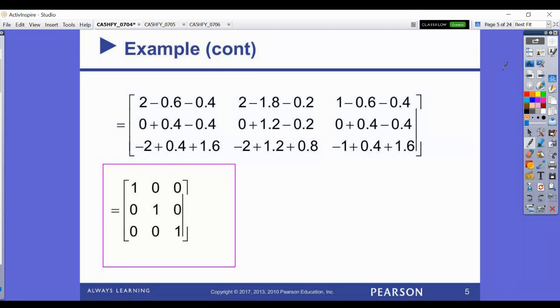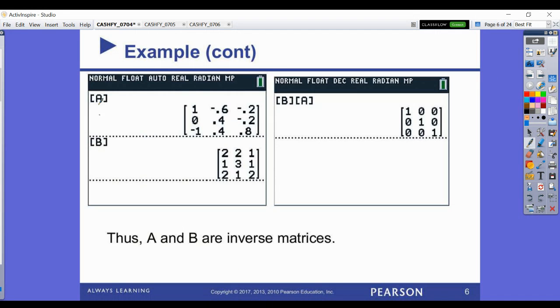So now we need to check B times A. To check B times A, we're going to just go ahead and use the calculator. We could have done both that way to begin with. But when we check B times A, we also get the identity. So that means that matrix A and matrix B, these two matrices that we have here, are inverses. I can multiply them in any order and still come out with the identity matrix.